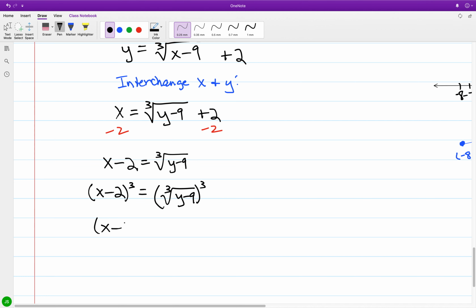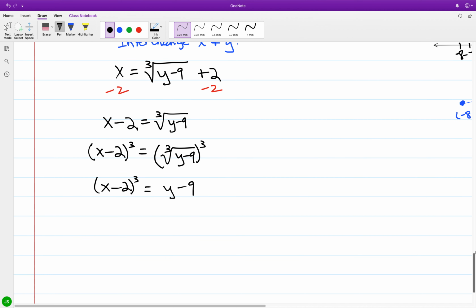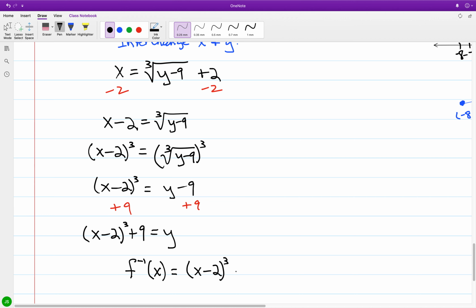Okay, so I have the cube of x minus 2 is equal to y minus 9. And getting y by itself, if I add 9 to both ends, so here we have the cube of x minus 2 followed by the addition of 9 is equal to y, and we have in effect, for the inverse function, the inverse function of x is equal to the cube of x minus 2 followed by the addition of 9.